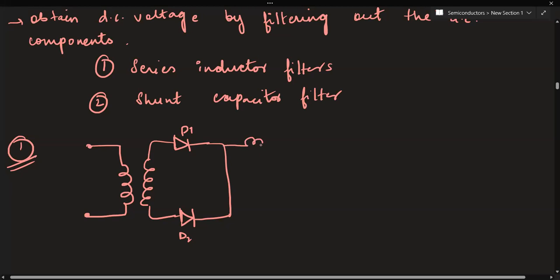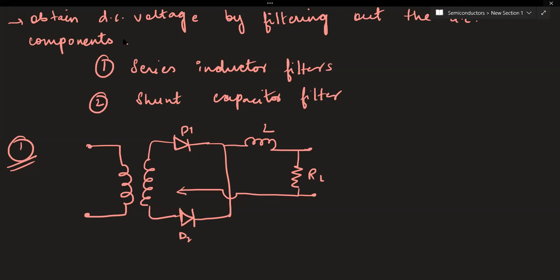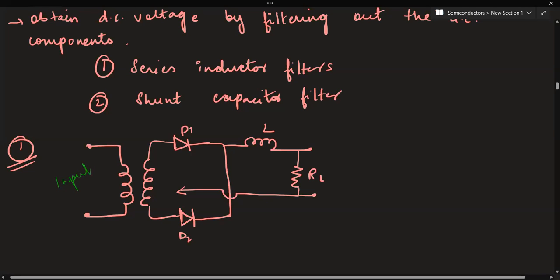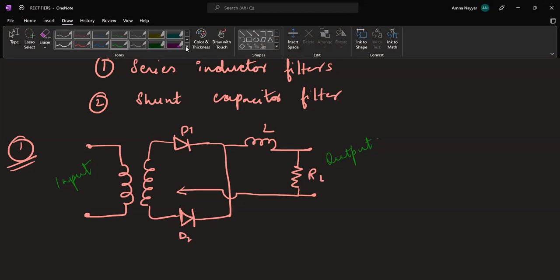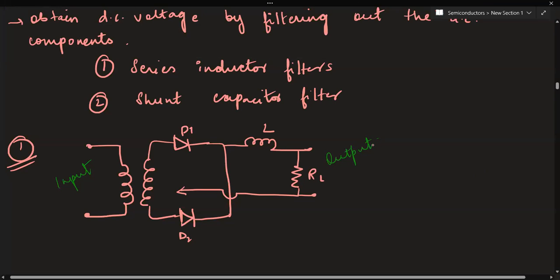Just the difference comes that we have an inductor along with it. Let's say the inductance is L, and this is connected in series with a load resistance, RL. Here we have the center tap that I've told you in case of full wave rectification. Here you put the input, and here you get the output. So this is the arrangement for a full wave rectifier with series inductor filter.